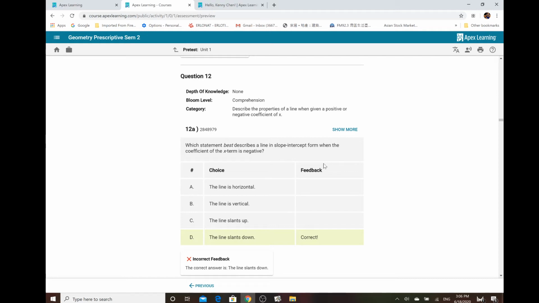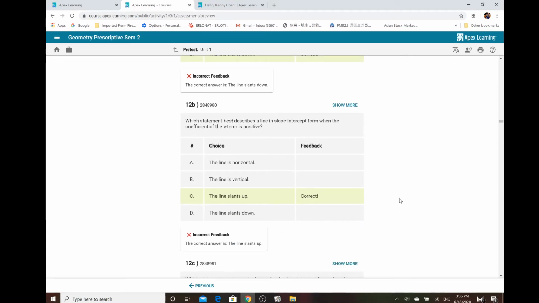Which statement best describes a line in slope-intercept form when the coefficient of the x term is negative? If the coefficient is negative, that means the slope is negative. So if the slope is negative, the line slants down, going down. So the answer is D.